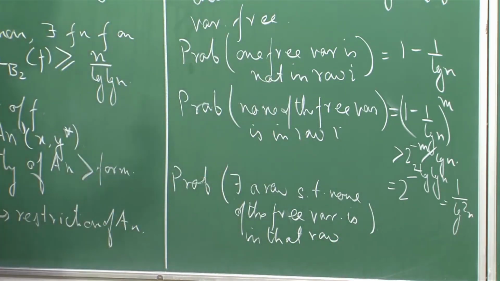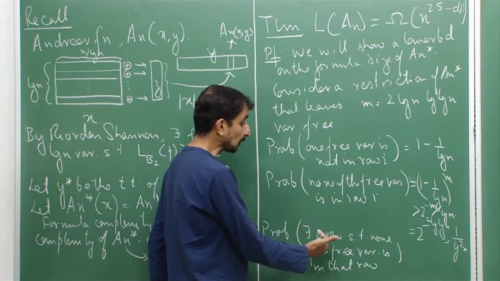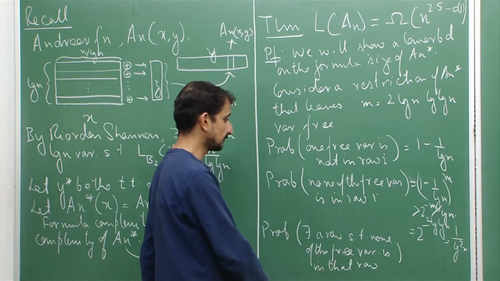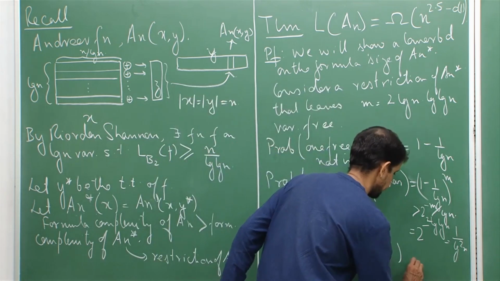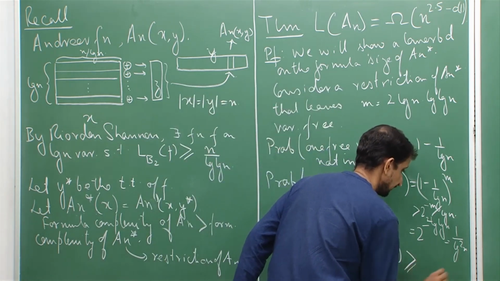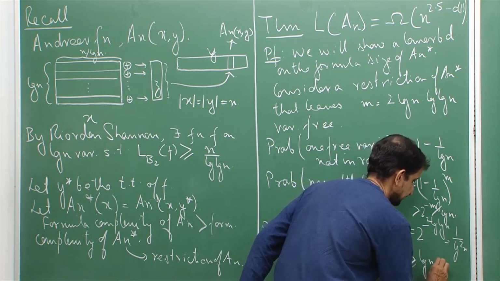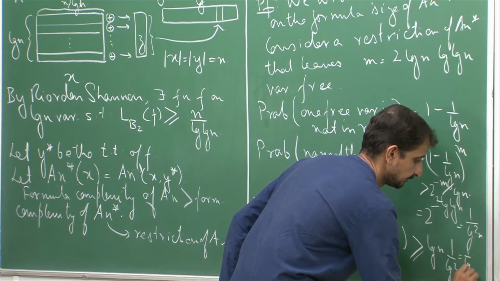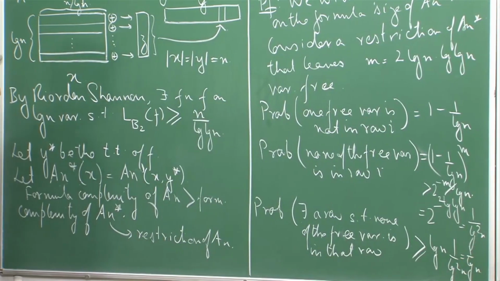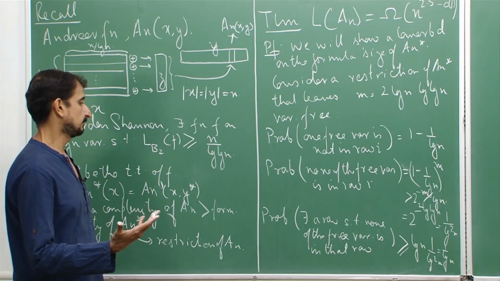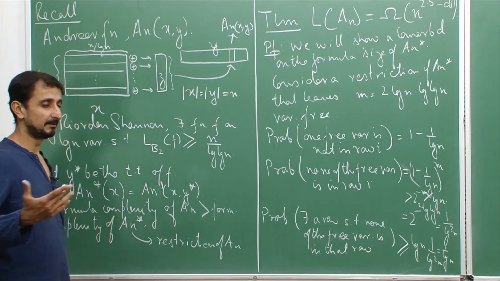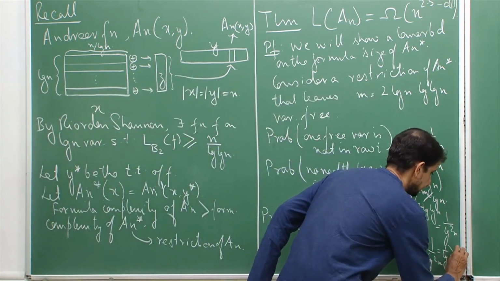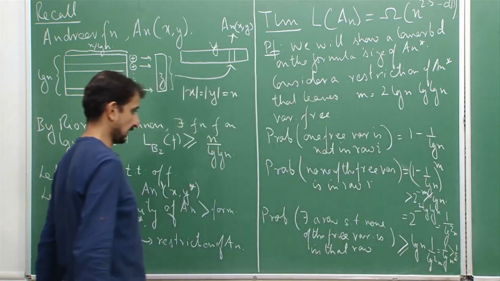Now, if I take a union over all, so what is the probability that there exists a row such that the same condition happens? So, I will take a union bound. The number of rows is log n. So, this quantity is greater than or equal to log n times 1 over log square n, which is equal to 1 over log n. And now, we will use the fact that 1 over log n is greater than or equal to half for n, actually for n bigger than 3 itself. Okay. So, this quantity is greater than half for large n.